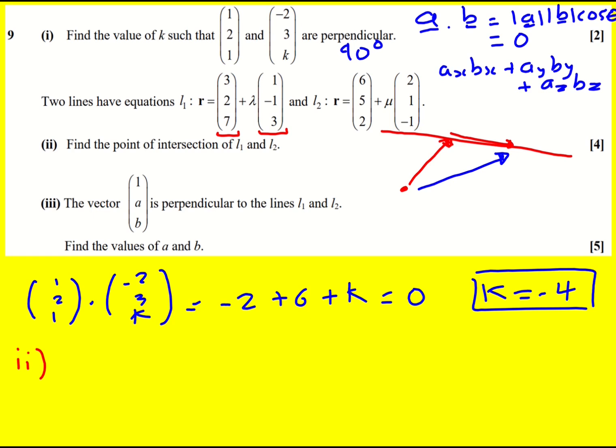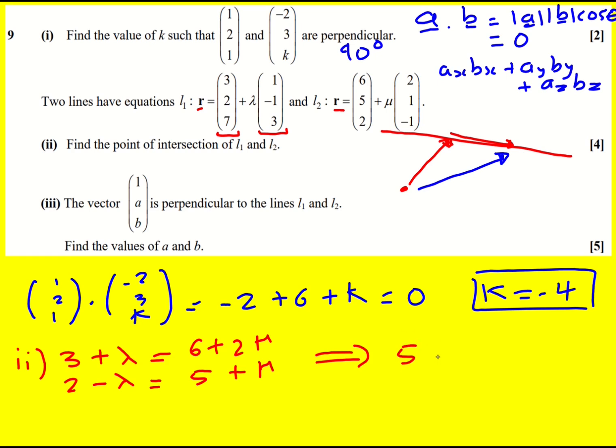So if we want to find a point of intersection, we basically want to get the same coordinates at the end, or the same position vector overall, and therefore we set the components equal to one another. It must be that 3 plus lambda, that's the x component for L1, is equal to 6 plus 2 lambda, the x component of L2. And then 2 minus lambda is going to equal 5 plus mu. I'll write the third one down in a minute. Actually, I've got enough information to solve this, and it's quite nicely set up. I can just add these two equations together.